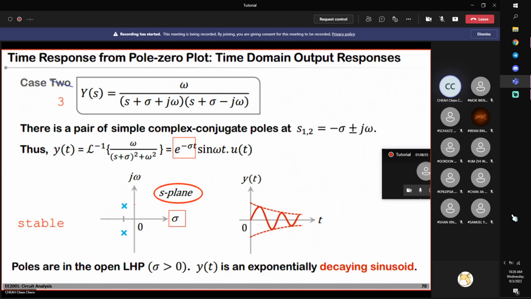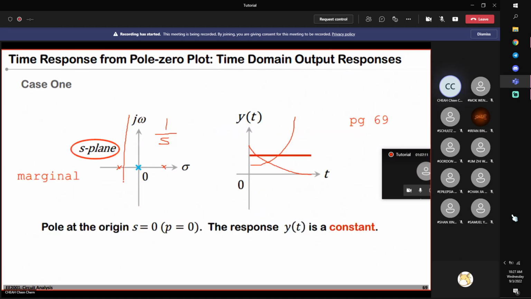Sometimes, being too close to the imaginary axis, marginally stable, is also not good, because any slight uncertainty will push it to the right half plane and make the circuit unstable. So usually we have some margin. We want to ensure that the poles are not only on the left half plane, but have a certain safety margin from the boundary of instability.